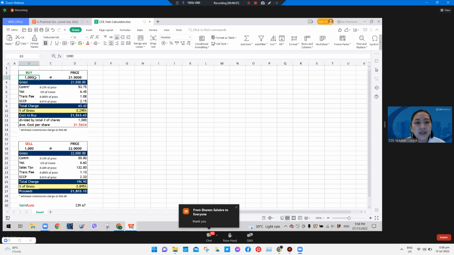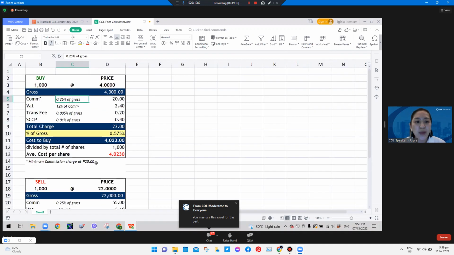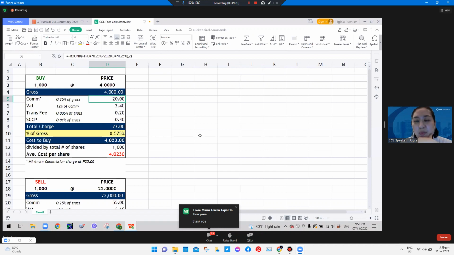So for example, somebody told me about an 8,000 rule. If you'll be buying less than 8,000, let's say you want to buy 1,000 shares at 4 pesos. So that's roughly a gross of 4,000 pesos. As you can see, the commission is 0.25% or a minimum of 20 pesos. Don't forget there's a minimum of 20 pesos. So at 4,000 pesos, you will still be charged a broker fee of 20 pesos because that's the minimum. Right? 0.25% or 20 pesos, whichever is higher.